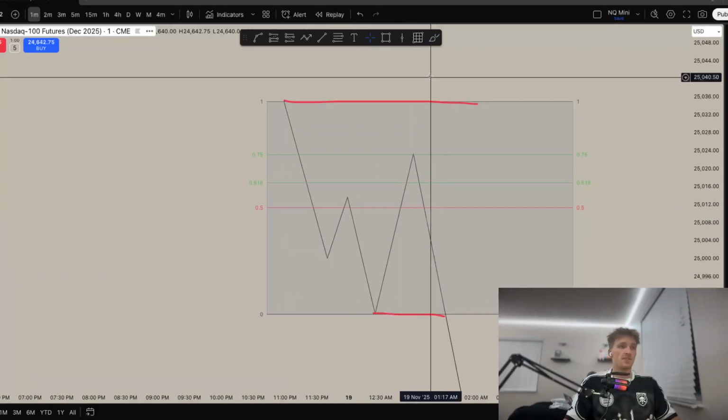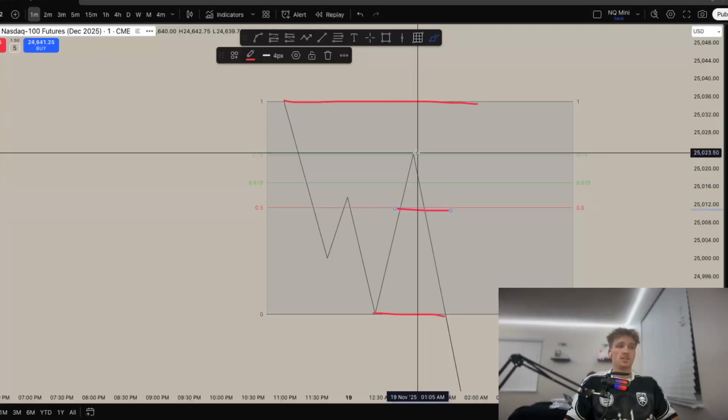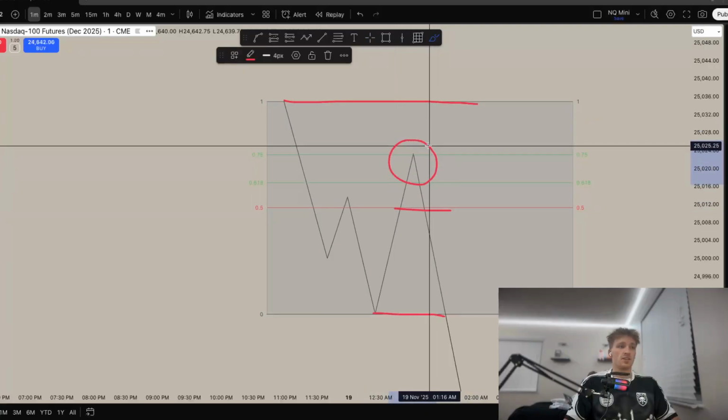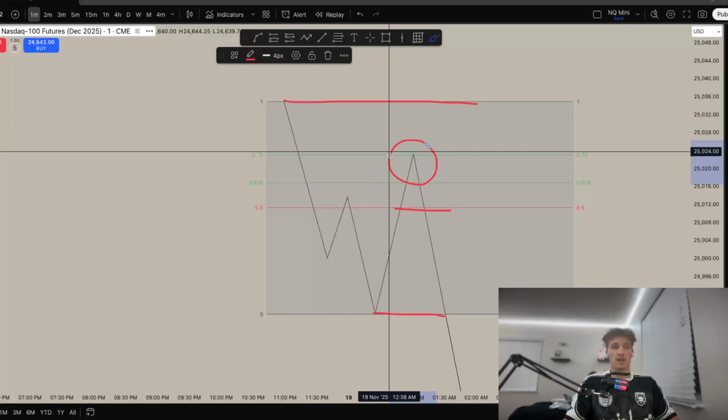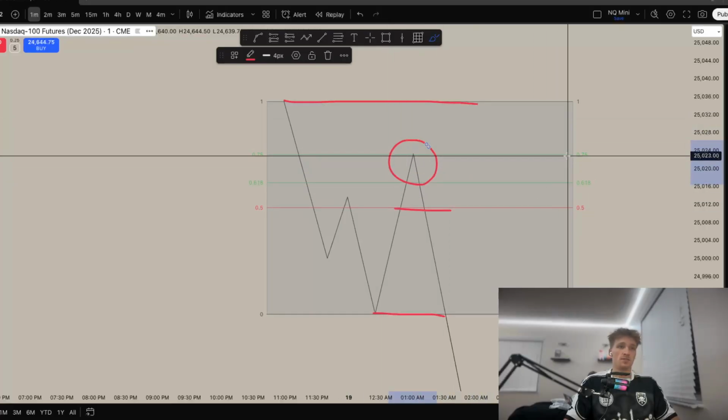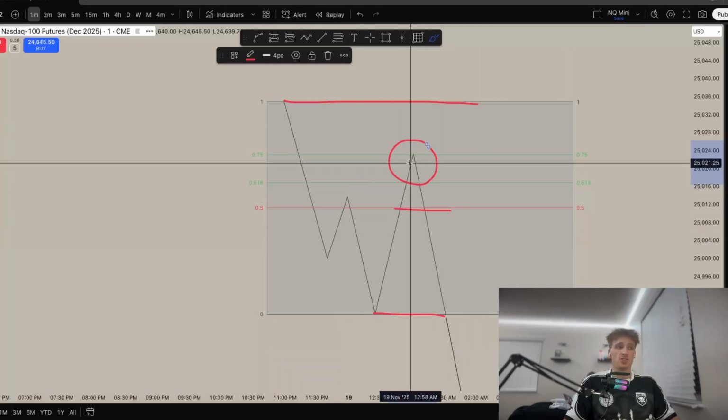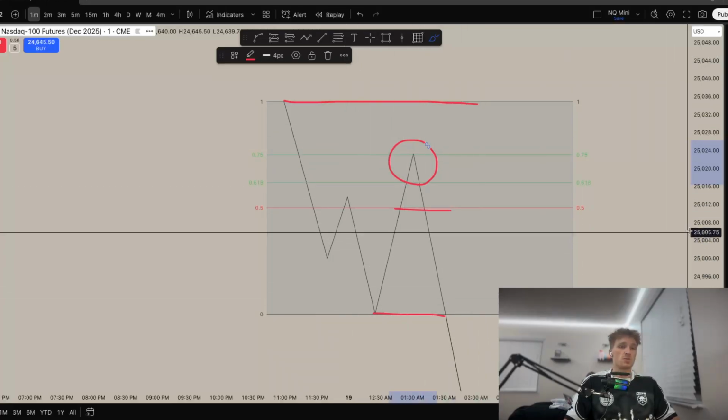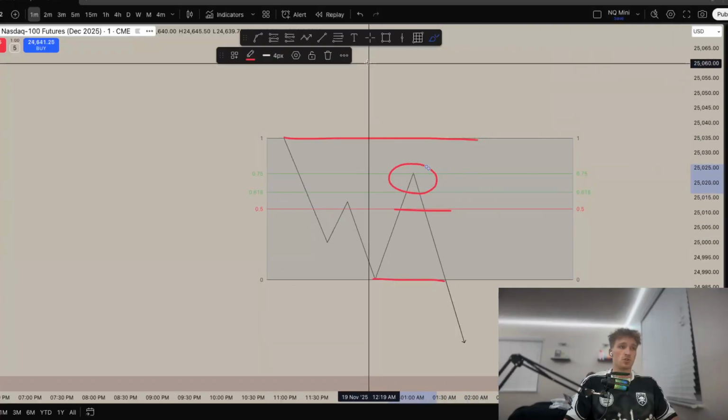Anything past this 50% mark is going to be your discount. All right, so this right here, as we're tapping into OTE of this range right here, this 0.618 to 0.75 zone, this is OTE of this range. This is discount. This is when smart money enters the market to go short.